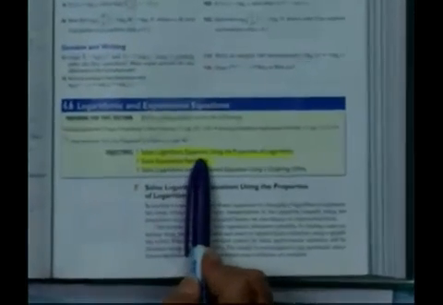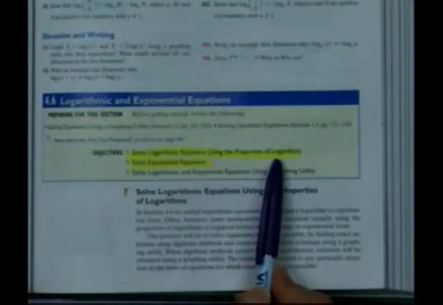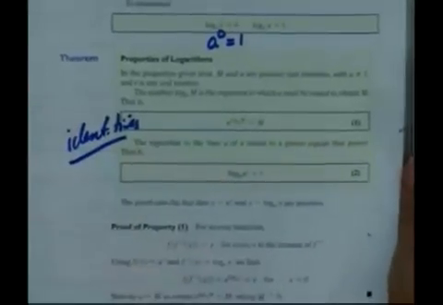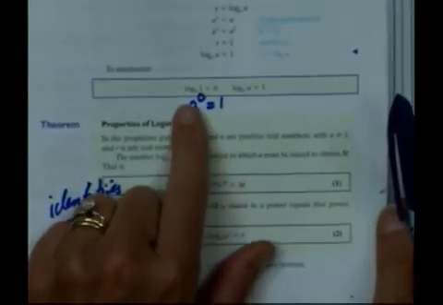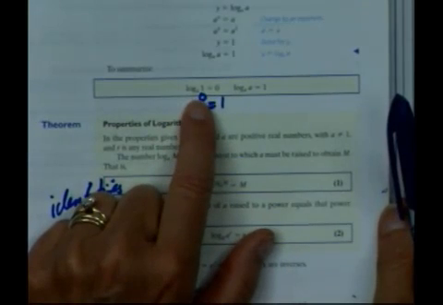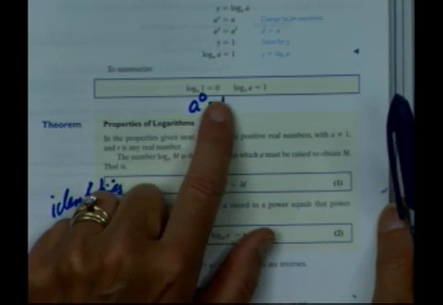We're ready to go with section 4.6 in the book. We're going to solve some log equations using the properties of logarithms, and those properties came from section 4.5. Let's just look at them real fast. Back on page 449: log to the base a of 1. Log to any base a of 1 is 0.